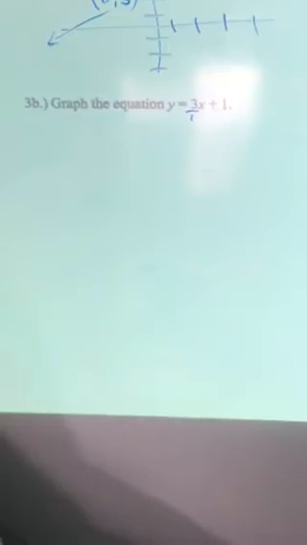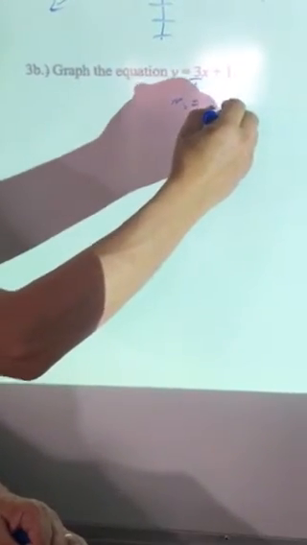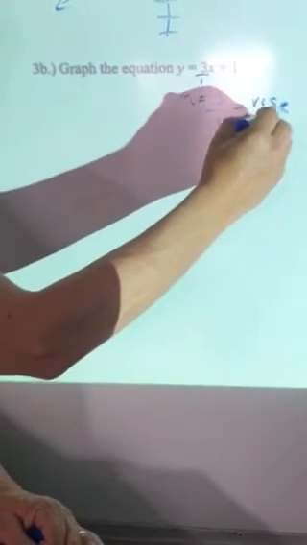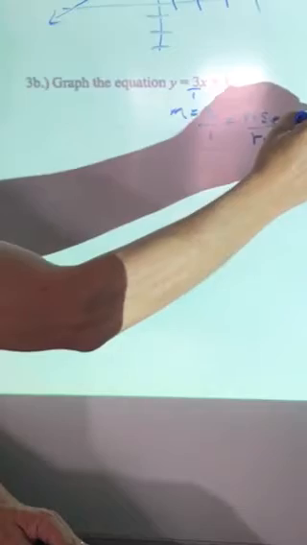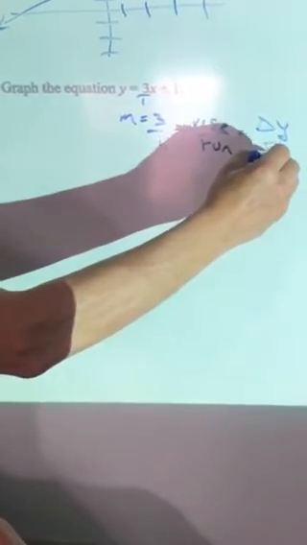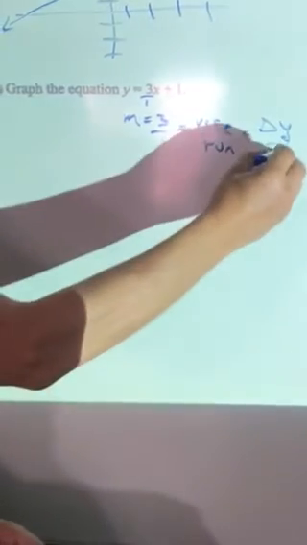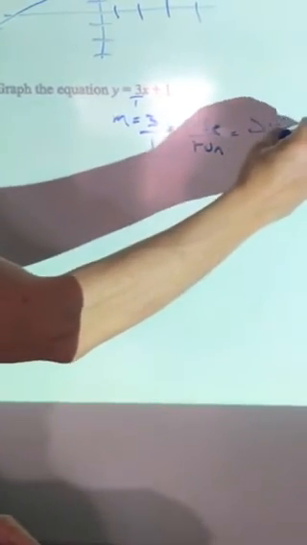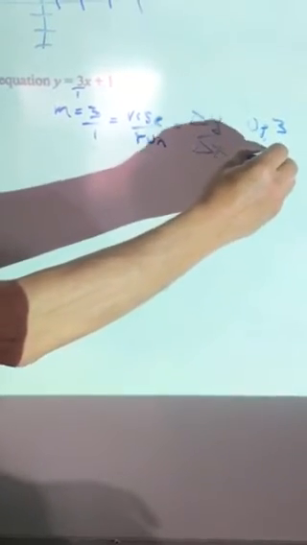Now, let's talk about this one. Very similar. If you can do this one, really, you can do this one. Why? Again, m is equal to 3/1. That means the rise over run is 3 for the rise. So we can also call that the change in y over the change in x. All right, this triangle means change, and that means we go up 3 and right 1.